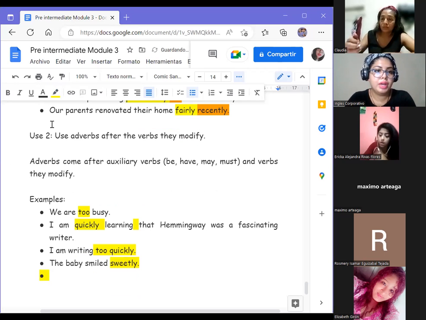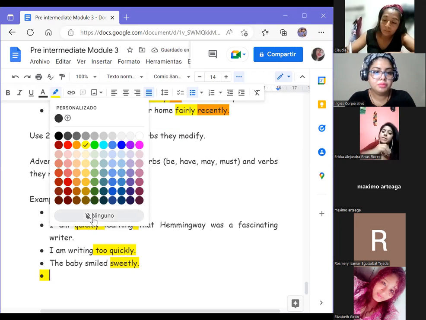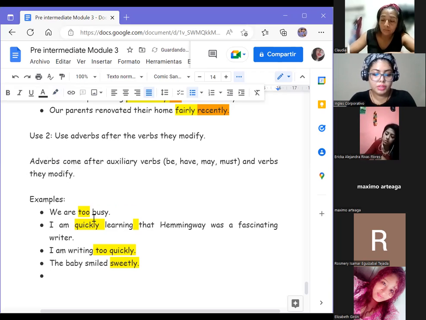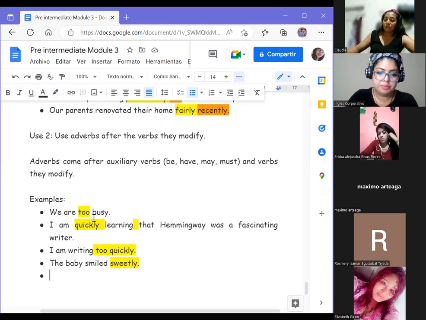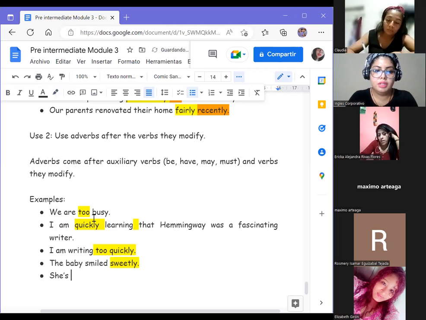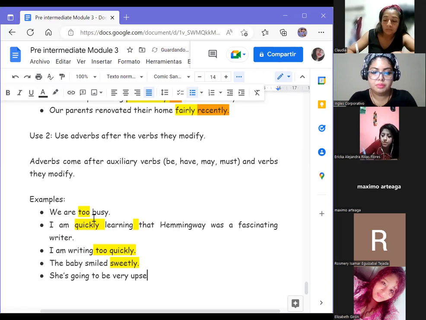And the last one we have, she's going to be very upset about this. She's going to be very upset about this. So we have here very, that is the adverb.